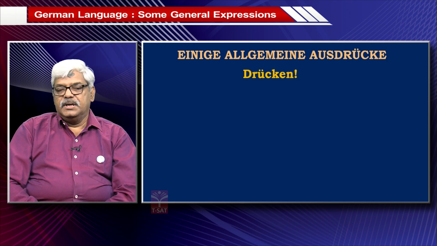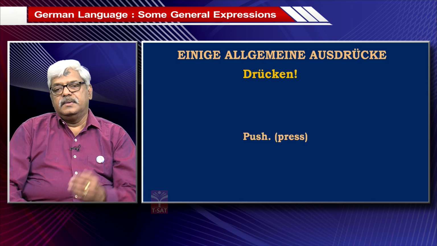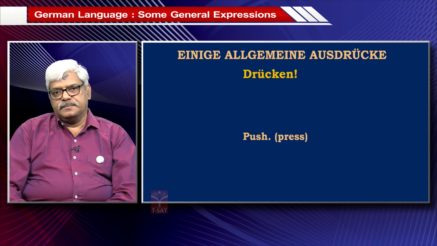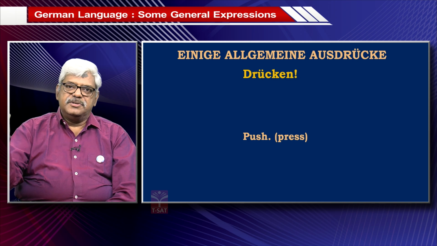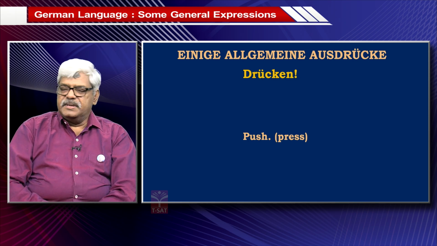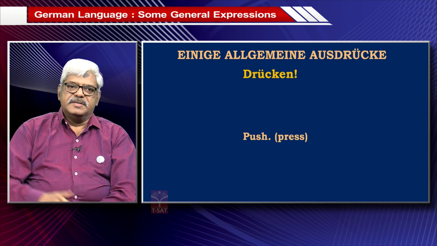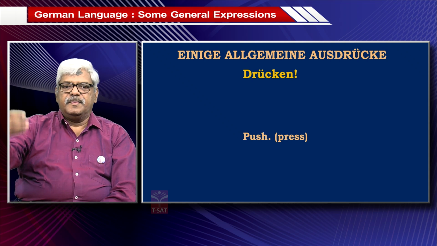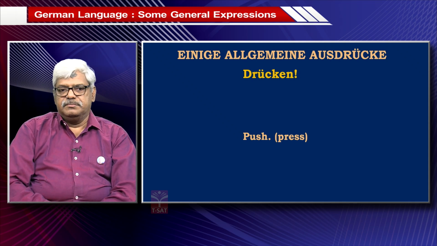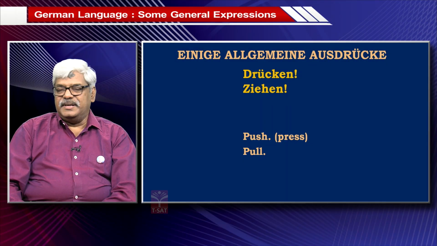Drücken. What does drücken actually mean? To push, to press. General meaning of drücken is to press. But sometimes, in some of the offices, some of the buildings, the doors may be closed and you have to push the door. Then you can say drücken. Similarly, to pull, the word would be ziehen. Ziehen, meaning to pull.